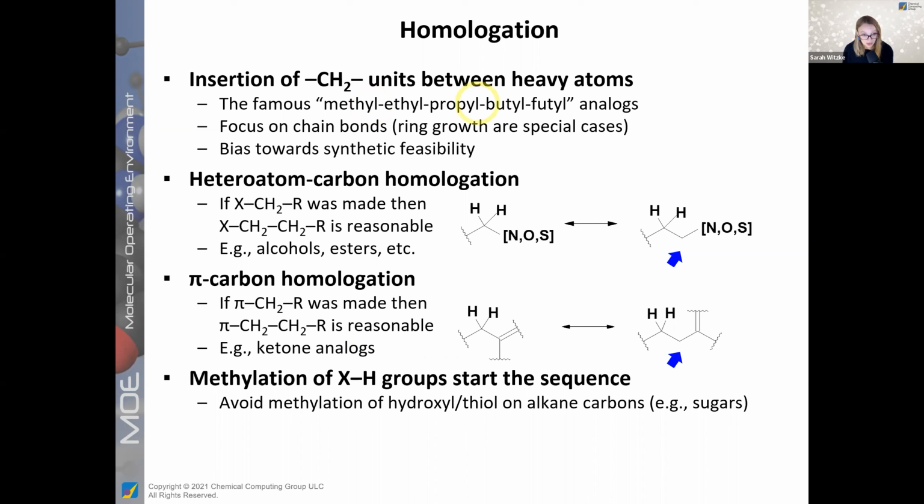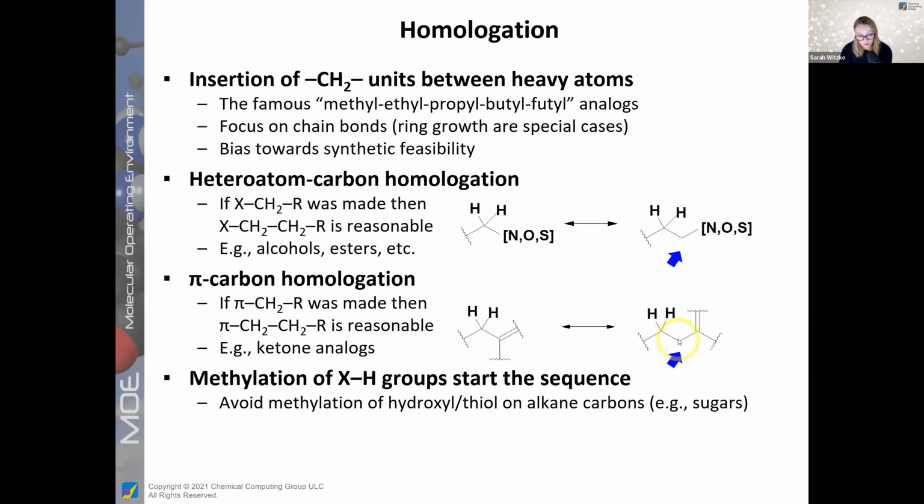There is homologation of heteroatom to carbon. For instance, if you look here in the middle of the slide, you see you have a methylene unit and then a heteroatom. You can imagine that if you can create this molecule, it's probably synthetically reasonable to include an extra carbon unit, and you can also synthesize that group. In the same way, a pi carbon homologation is also often reasonable to do. So if you have, say, a CH2 unit and then a keto, you might very well be able to insert an extra CH2 unit.